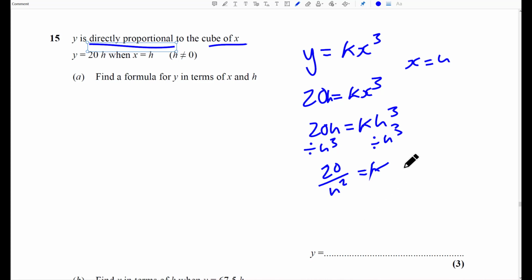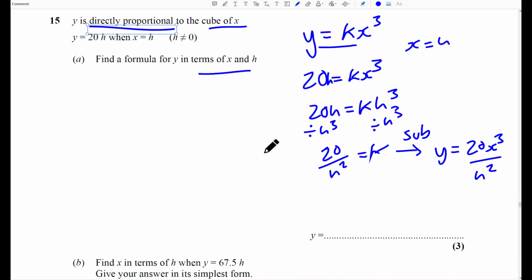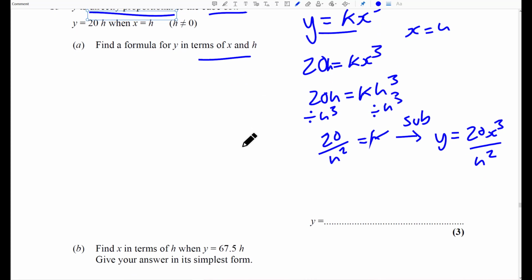So I'm going to draw an arrow here, substitute this back in to the original formula we made up here. So y equals 20x cubed over h squared. Find a formula for y in terms of x and h. Well, we've done that. That's 3 marks. So don't get confused. Use your normal skill. Just put the letters in.